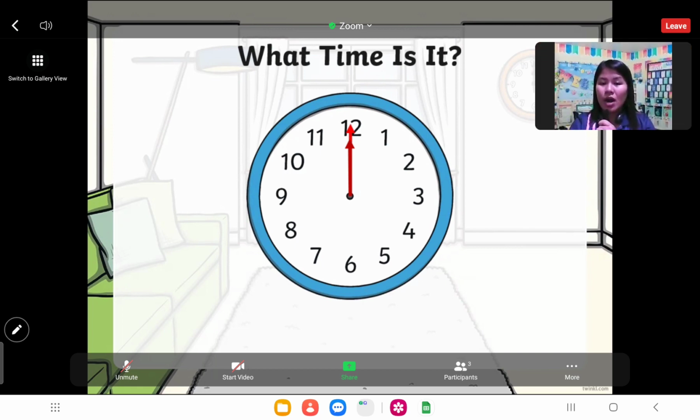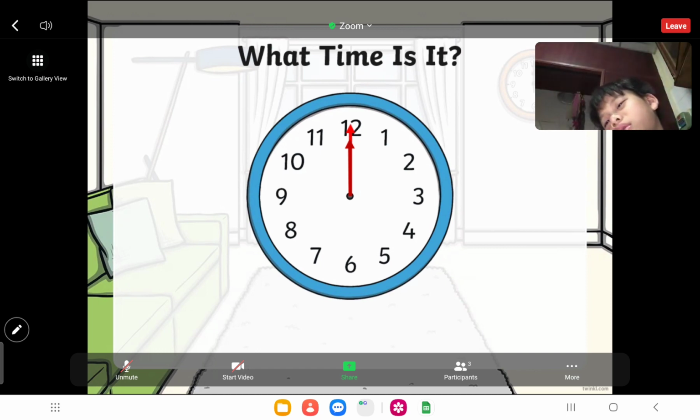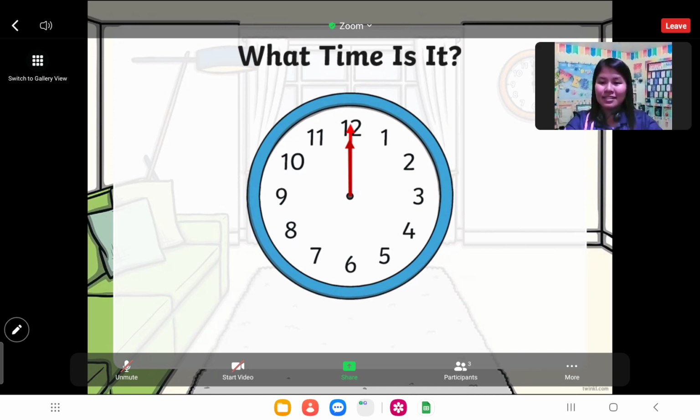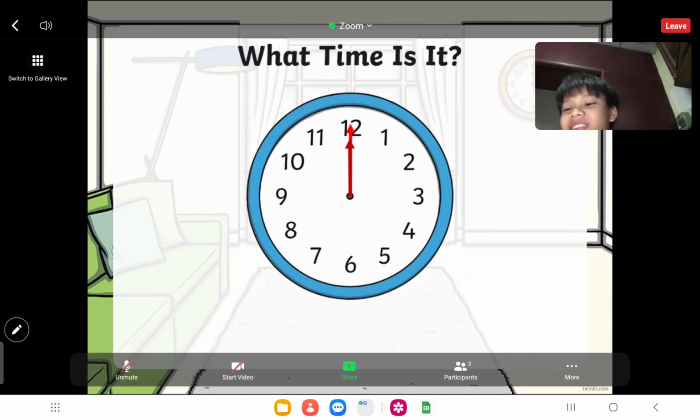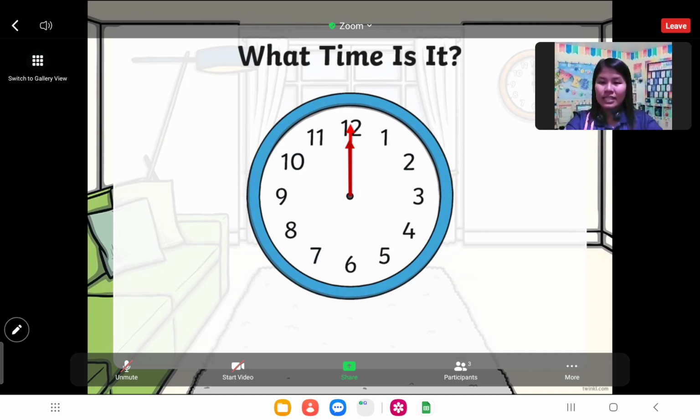Both of the arrows are pointing at 12. So what time is it? Where is the hour hand? The hour hand is pointing to the 12. And of course, the minute hand is also pointing at 12. Therefore, what time is that?